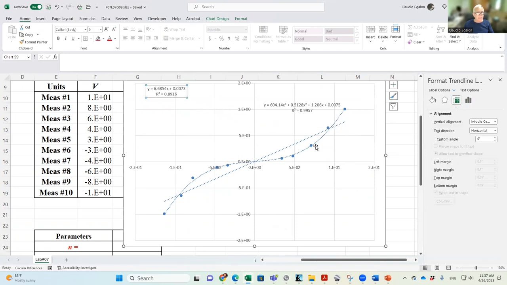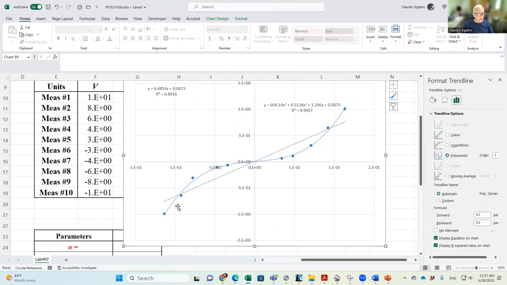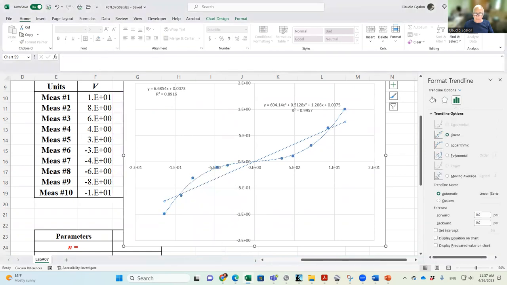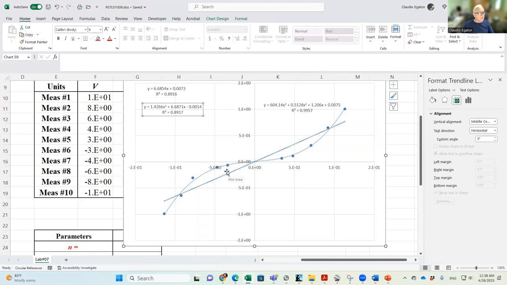And then the R squared for the polynomial of order 2, 0.89 as well. Just slightly better than the linear one. You know, this parabola is so close to a straight line that we can hardly see it. It's superimposed on the other one.